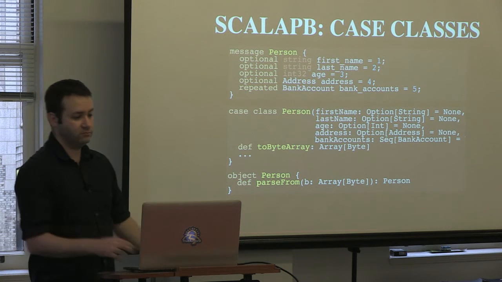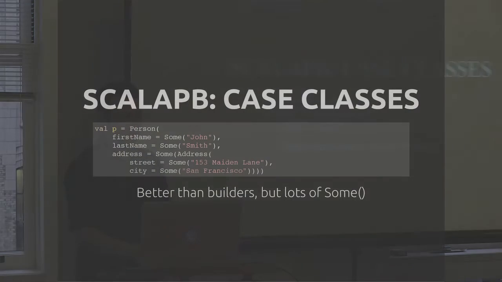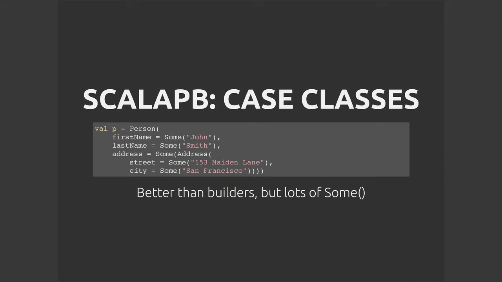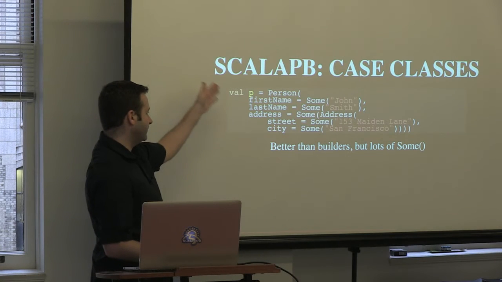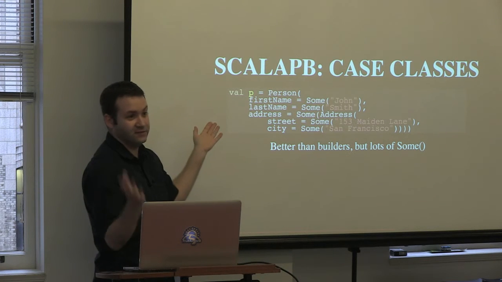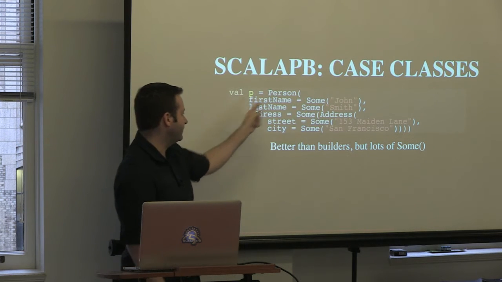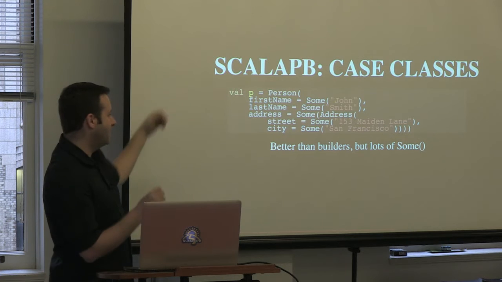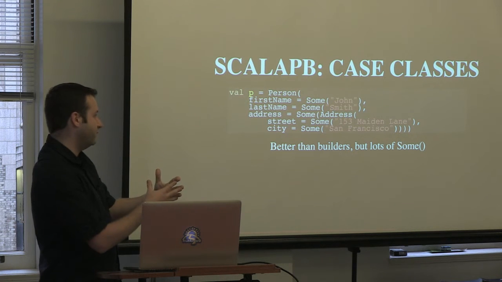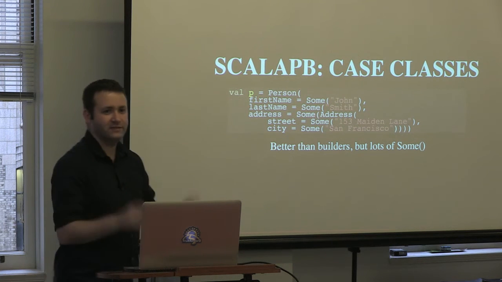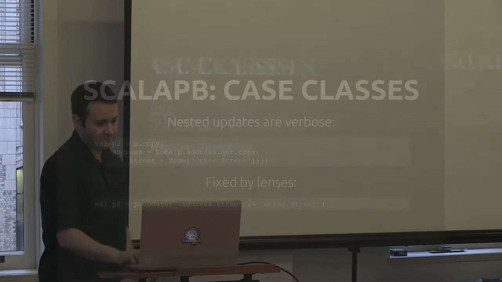This is essentially it. So when you start to build those objects, this would be the default way to generate the case classes. You have the Person, and you have to assign things. What you don't assign gets the default, the None. And here's how I build the address, right? I have the Address, and I have a Some address. This is better than the builders, but there are a lot of Somes. It's a little bit dirty.